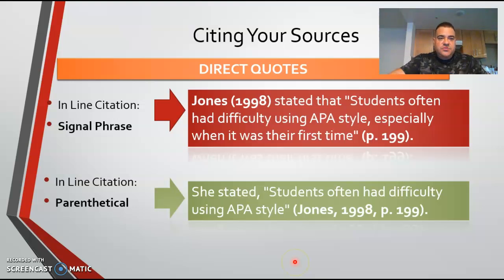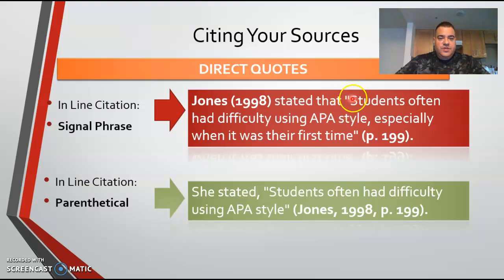When it comes to citations or inline citations, there's really two kinds. The first one is what we call a signal phrase. A signal phrase simply just means that you have a citation that appears at the beginning of your sentence that you're giving credit to. Again, the reason that we are citing is to give credit to the author who came up with an idea. So in this case, the author happens to be Jones, and they wrote some sort of work in 1998, or it was published in 1998. And here is the direct quote.